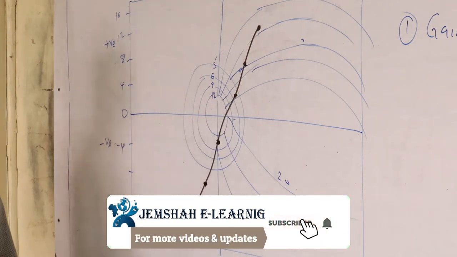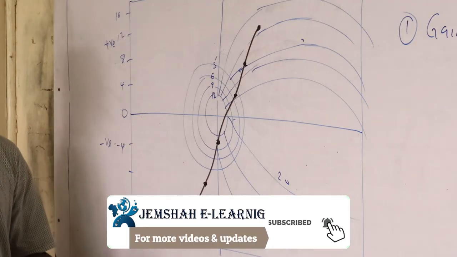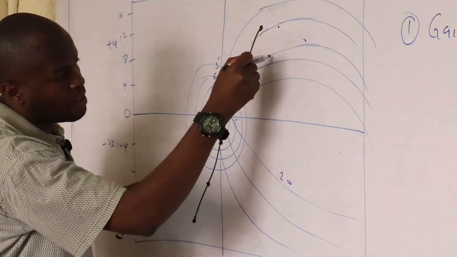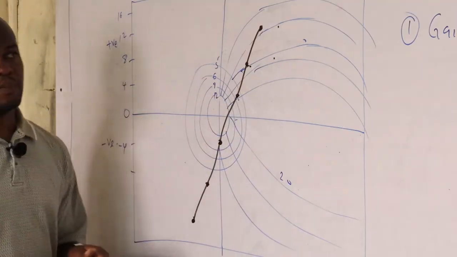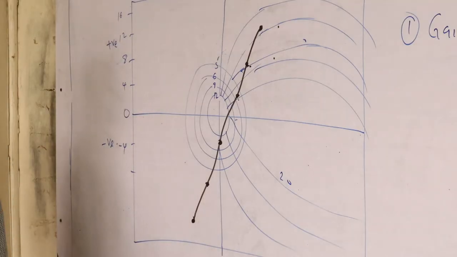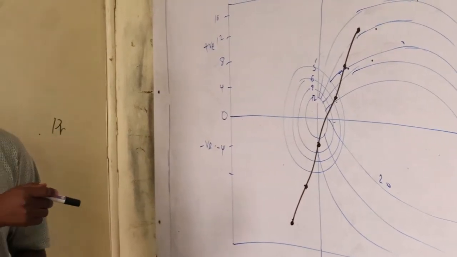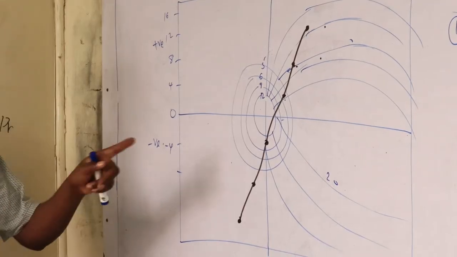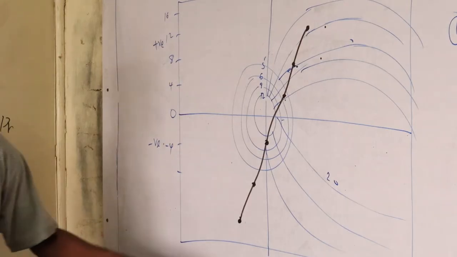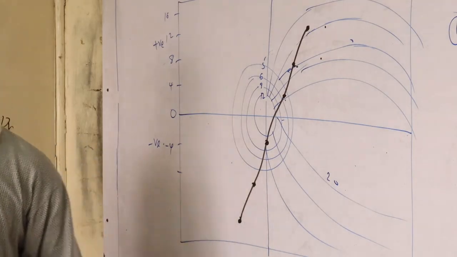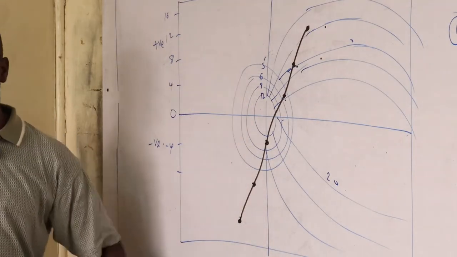We can have frequencies. And when you are plotting, it is very important that as you plot, you write the corresponding frequencies at these points, because that is what will be very important in determining the frequency parameters. So you must ensure that you write the frequencies along the line, just like what we did with the Nichols.